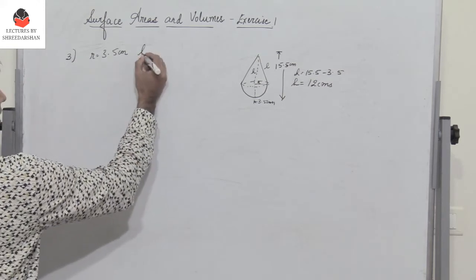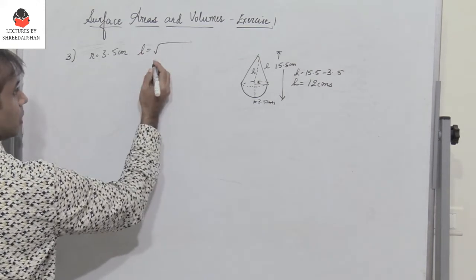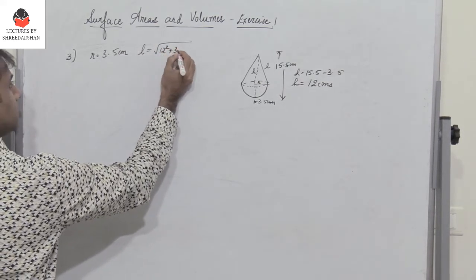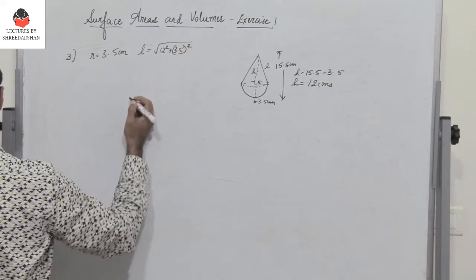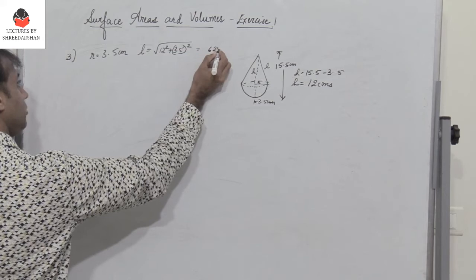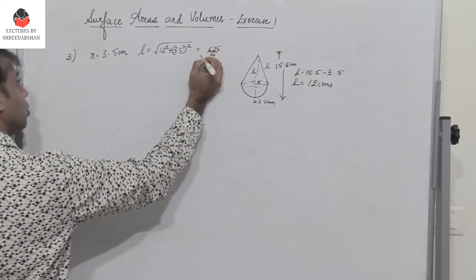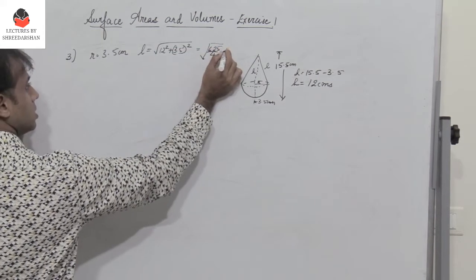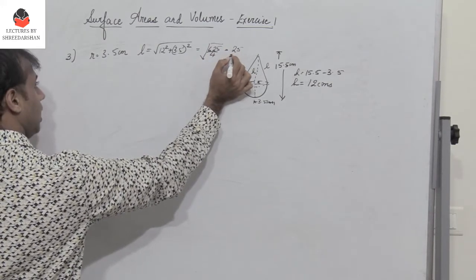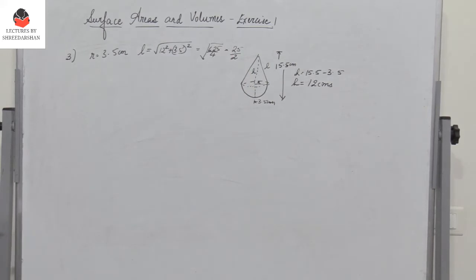So L is nothing but root of h square. Now how much is h? That is 12 square plus 3.5 the whole square. So if I do the calculation, I will get this as 625 divided by 4 the whole square. So this is a square. 625 is a square. So the root is 25 by 2. So that is the value of L.